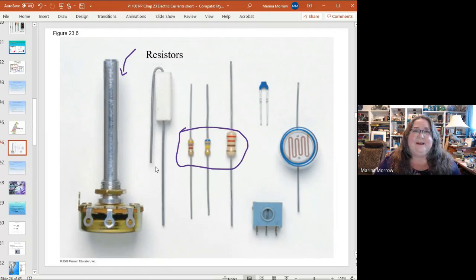Oh, I've got to find my variable resistor. Okay, all right. See you in a few minutes. We're going to look at part 2.